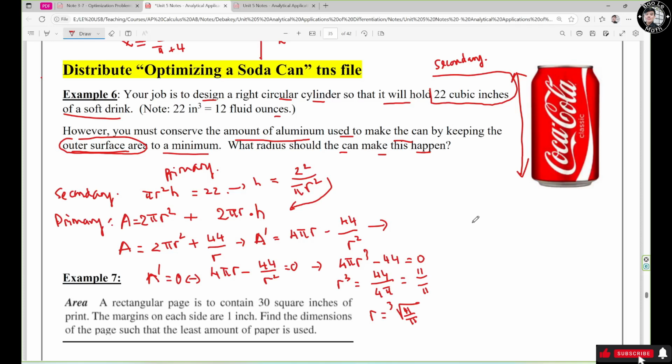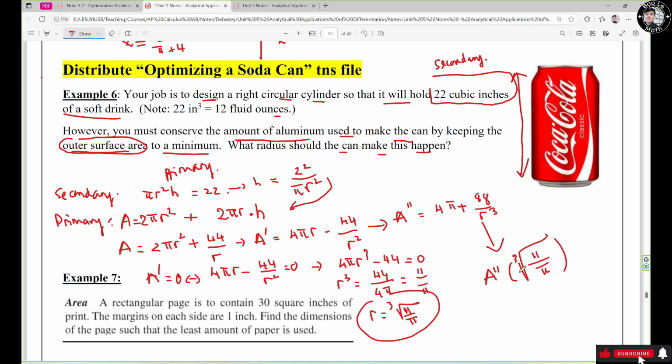Now I need to take the second derivative, so that I'm going to use the second derivative test to determine the maximum or minimum value, right? So I have A double prime, it's going to be 4 pi plus 88 over r cubed. Now I need to find A double prime of the cube root of 11 over pi. If this is positive, then I have the minimum value. This turns out to be 4 pi plus 88 over r cubed, and when you cube this one, it turns out to be 11 over pi.